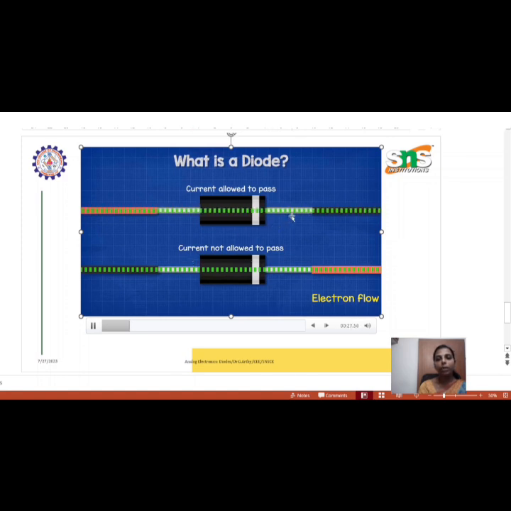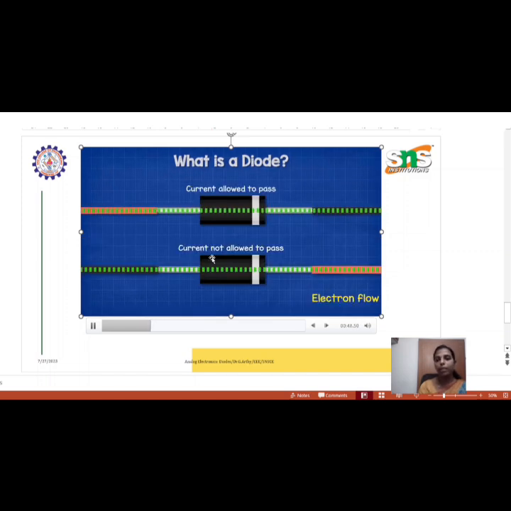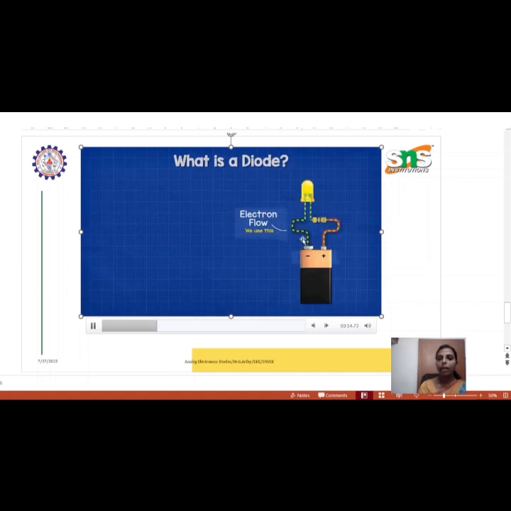Now see, the diode allows current to flow only in one direction and not in the opposite direction. So it acts as a switch. Let us consider it as a switch. It flows only in one direction, and if it tries to flow in the opposite direction, the switch will close, so no current will flow in the opposite direction. And this is an example of how it is connected.